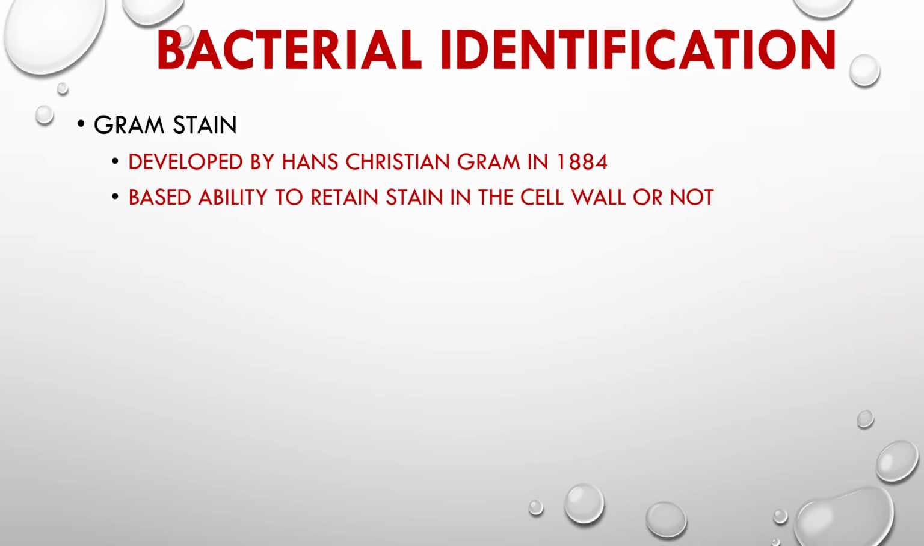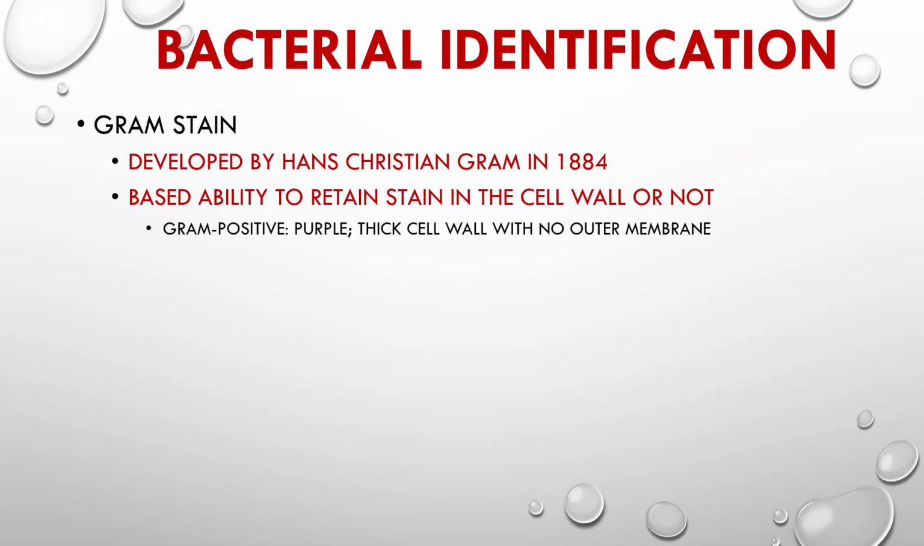So how do we identify bacteria? There's a stain called a Gram stain, and this was developed by Hans Christian Gram, hence the name Gram stain, in the late 1800s, and it's based on the ability of the cell wall. So again, most bacteria are single-celled, but they have that thick cell wall on the outside to help protect them. So it's whether or not stain will stay.